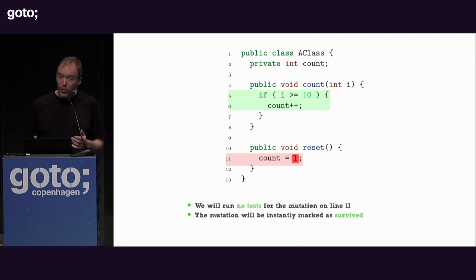Now, compare this to something like Jester. This would be the most expensive mutant it could have. Jester would have to run the whole test suite to determine that this mutant here was surviving. So for Jester's most expensive mutant, for us, it's the cheapest we can have. It's a zero cost.